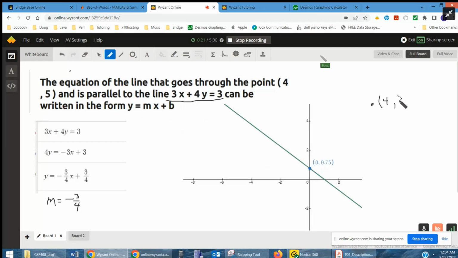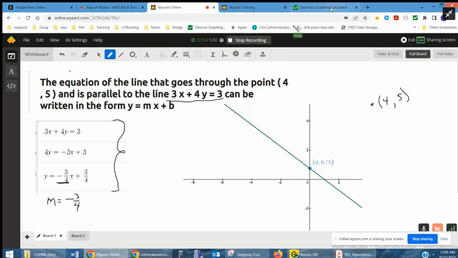Now, the first thing you need to realize is that these forms are all the same. Essentially, I solve for y to put this equation in slope-intercept form, which is y equals mx plus b. So the slope is the coefficient of x, negative 3/4. The y-intercept is this point right here, (0, b), or 3/4.